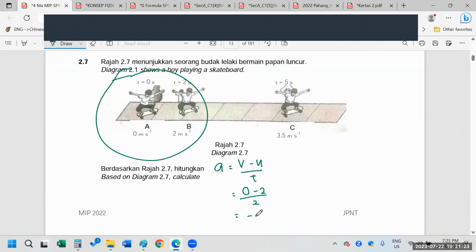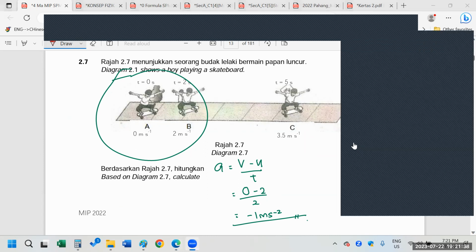Answer is negative 1 meter per second per second. Can I get marks? What do you think? Can I get marks? Thanks, really. Yeah, no. Why? Because I substituted wrongly. This is the beginning, this is the end. It's supposed to be 2 minus 0 divided by 2, 1 meter per second per second.